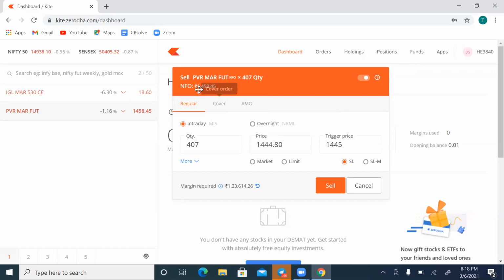Okay, if you wanted to buy above the price, directly place a limit and mention 1460. Sorry, 1460. This is accepted. Above the price it will be accepted. It will wait up to 1460. When it is reaching 1460, then the trade will be executed and you will get it.